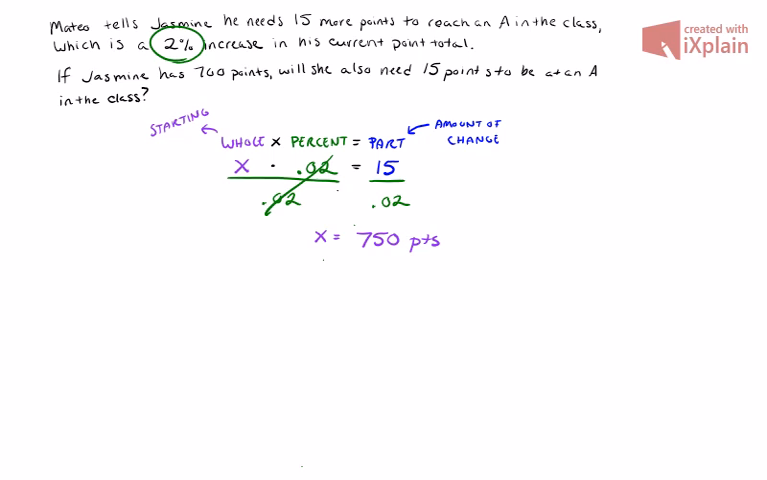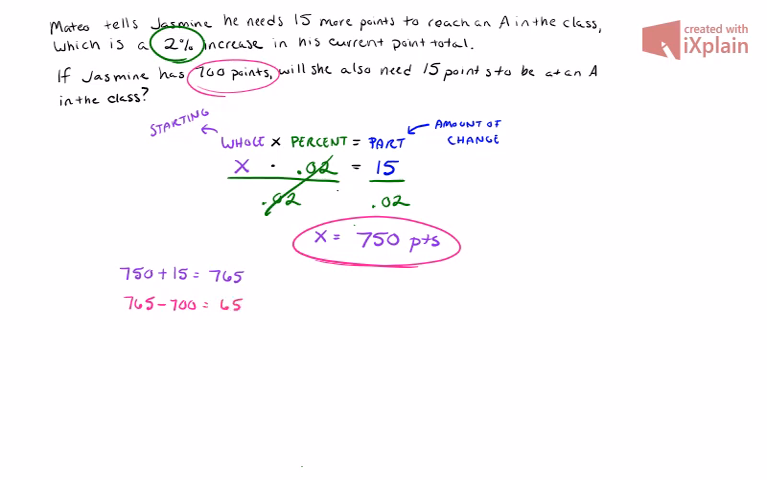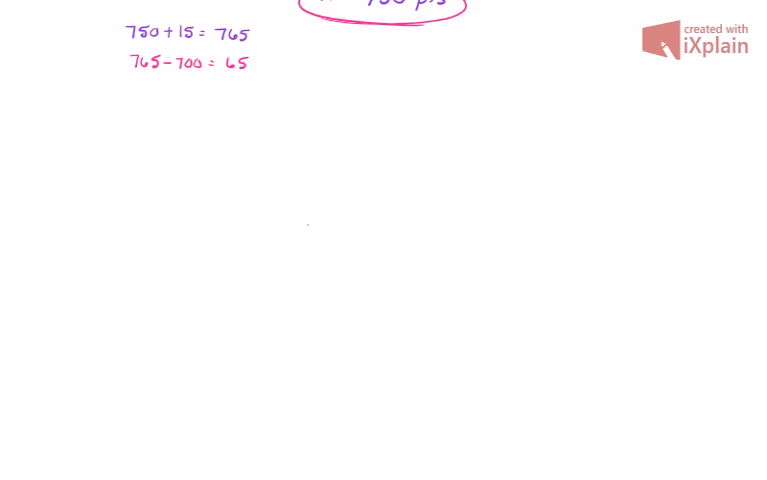So clearly, in this case, if Mateo is currently sitting at 750 points and Jasmine has 700, she's going to have to do a little bit more work. Specifically, we now know that in order to get an A, if Mateo currently has 750 points and needs to add an extra 15, students have to have 765 points. So we know that Jasmine will need an extra 65 points.